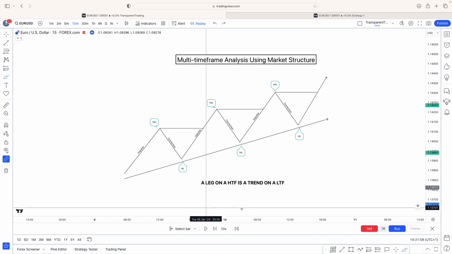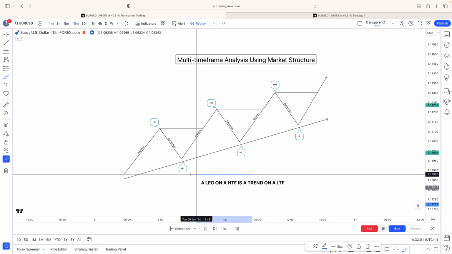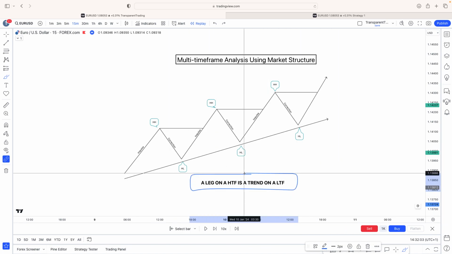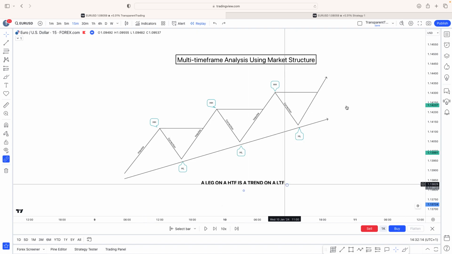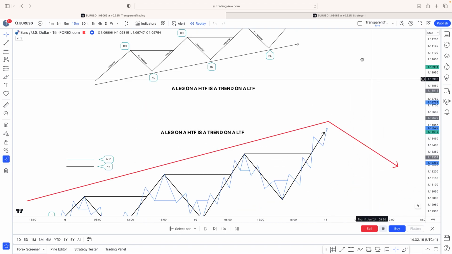So this is a very, very important nugget of information down here, okay? A leg on a higher time frame is a trend on a lower time frame. A leg on a higher time frame is a trend on a lower time frame. So let me show you exactly what I mean by that.